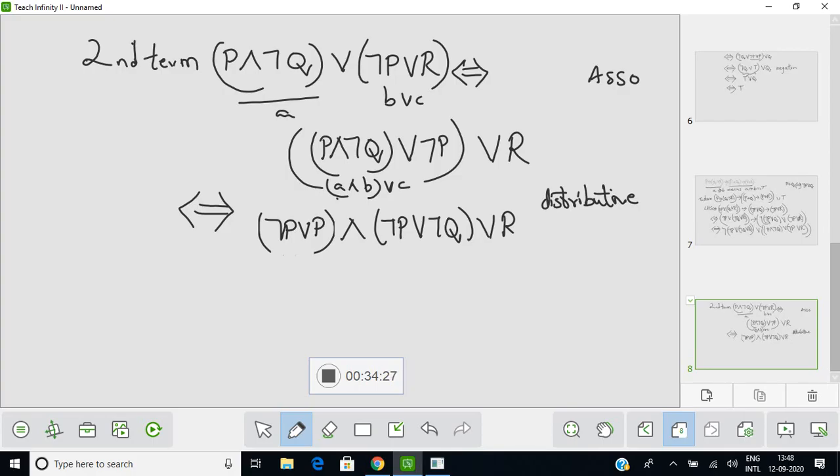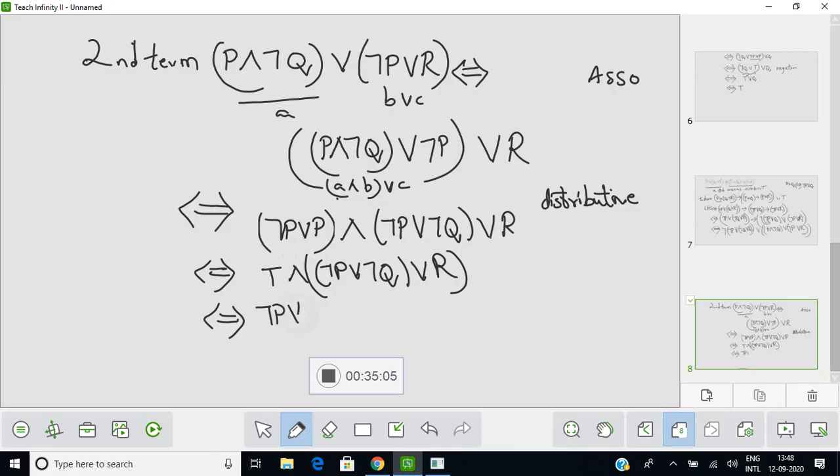Now having got this, what more do we know? We know that negation P or P is nothing but true. So this is true, and you are having negation P or negation Q or R. Now what else do you know? True and this value, what will happen to true and something? True and some other value over here is this some other value. Therefore, this is now going to be equivalent to negation P or negation Q or R. So we have shifted this particular expression to this particular expression.